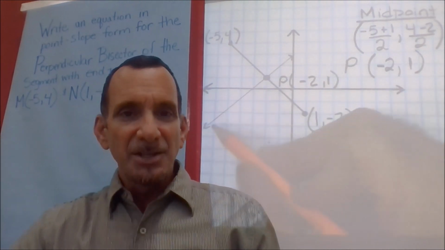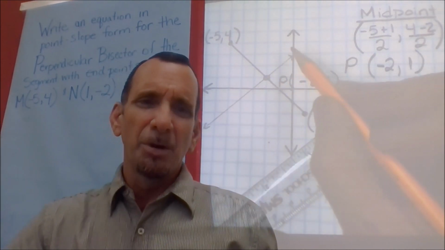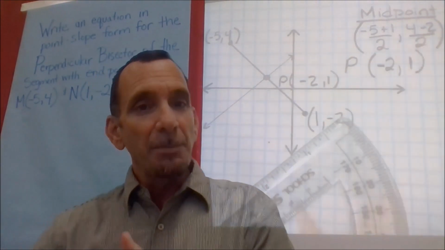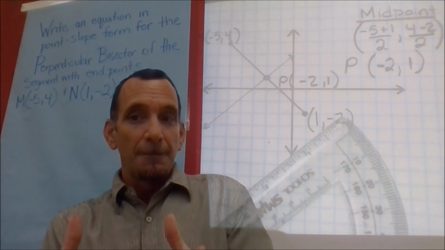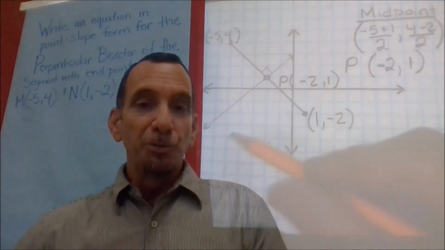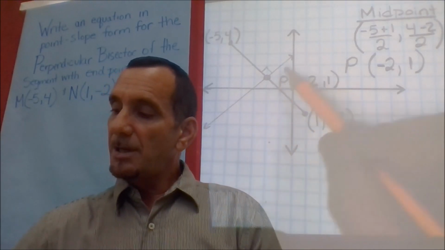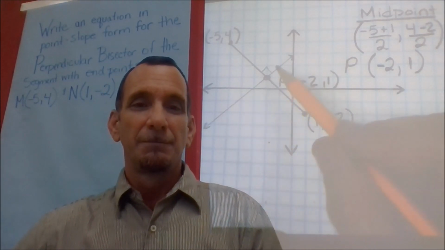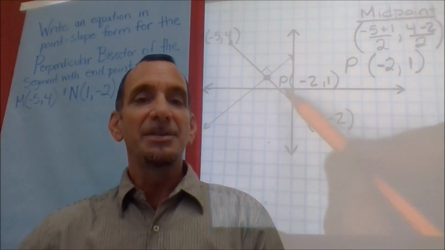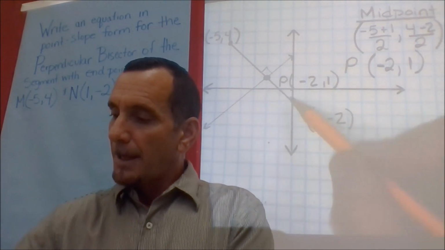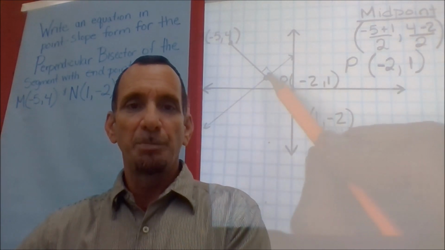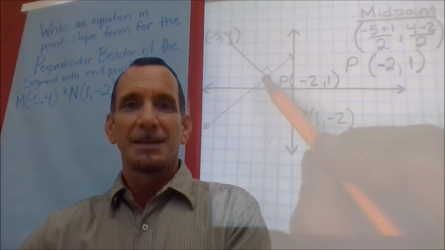What I did was I just sketched or drew a line that I think looks perpendicular to that line. I'm not sure if I did it perfectly, but what I want to do is say, okay, to write an equation of a line, I need the point and I need the slope of that line. Well, I don't know the slope of this line because I only have one point on this line.